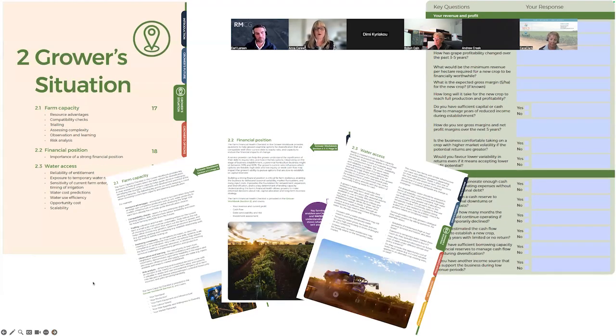The second part of the discussion tool and the grower workbook is getting really clear about what the grower's current farm situation is. The information in your pack is actually relatively lean.